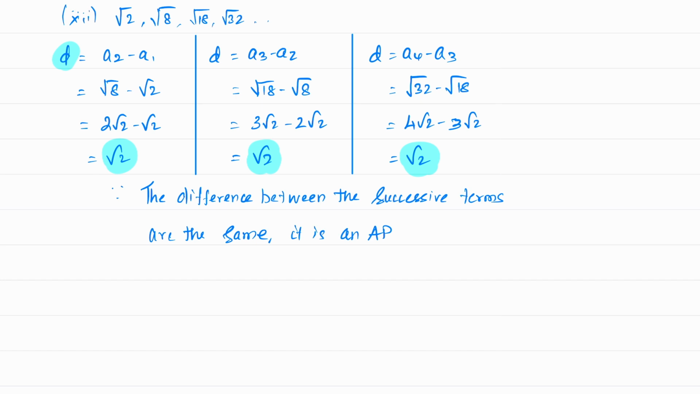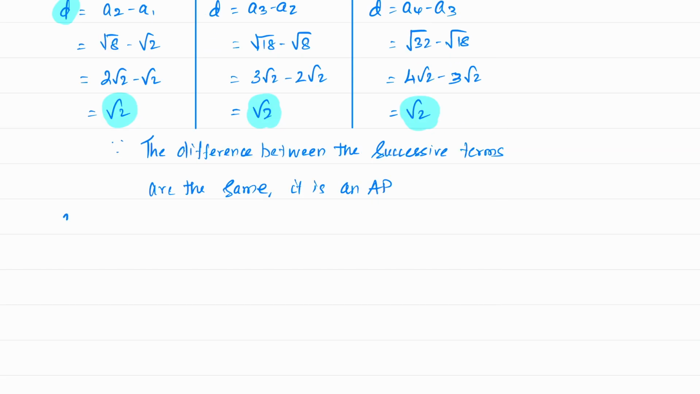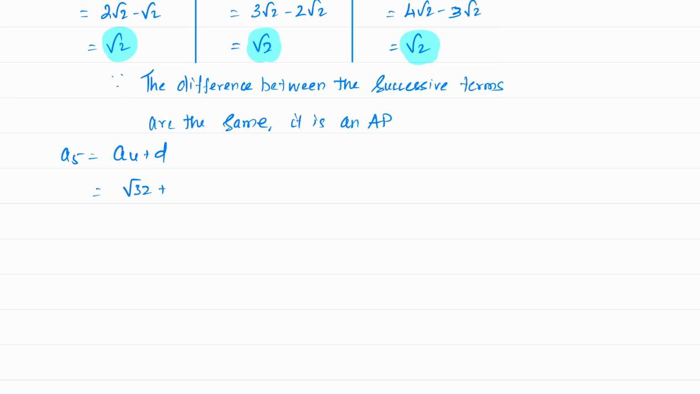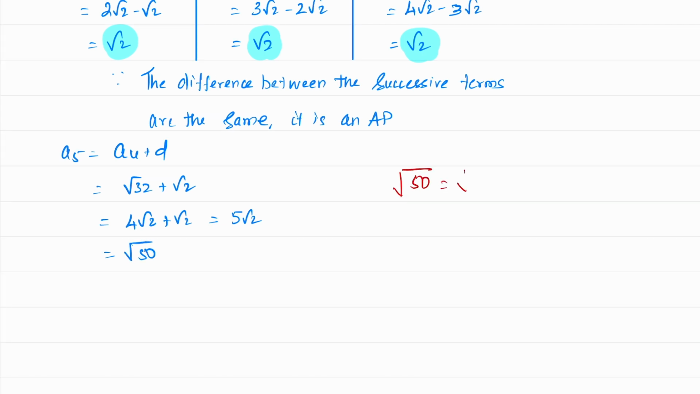So how can we get the following terms? A5 equals A4 plus D, which is equal to root 32 plus root 2. This is 4 root 2 plus root 2, which is equal to 5 root 2, or root 50. Square root of 50 equals square root of 25 times 2, which is equal to 5 root 2.